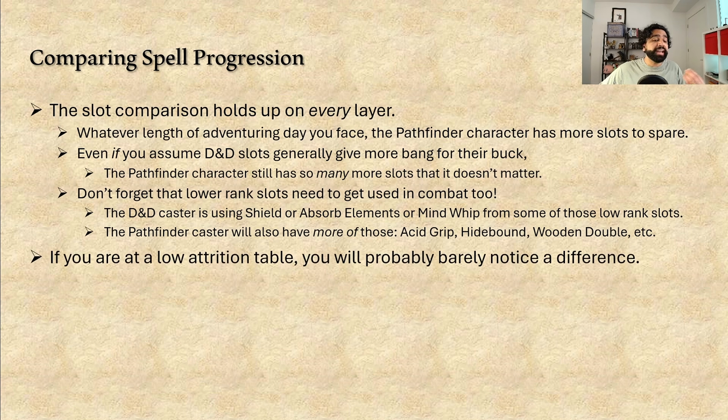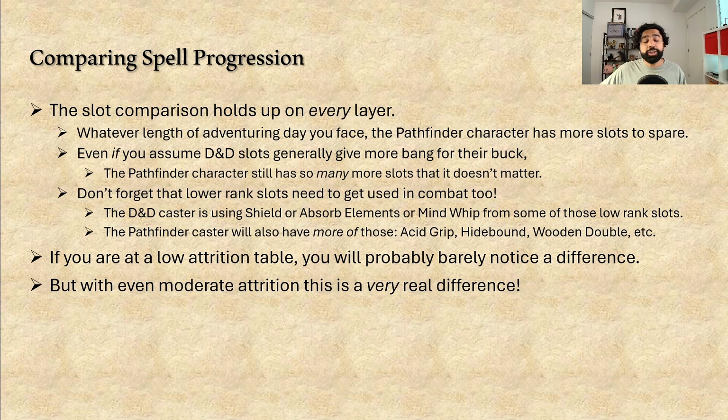And if you're at a low attrition table, you might not notice a difference. If you're at one of those tables where you have 1 encounter days and otherwise are just kind of chilling and long resting after or doing a lot of roleplay before and after, you're not going to notice that much of a difference. In both games, you'll be using plenty of utility spells on all casters. But if you have even a little bit of attrition, you will immediately start to notice a difference because your spell slots will get strained faster in D&D than they would in Pathfinder.